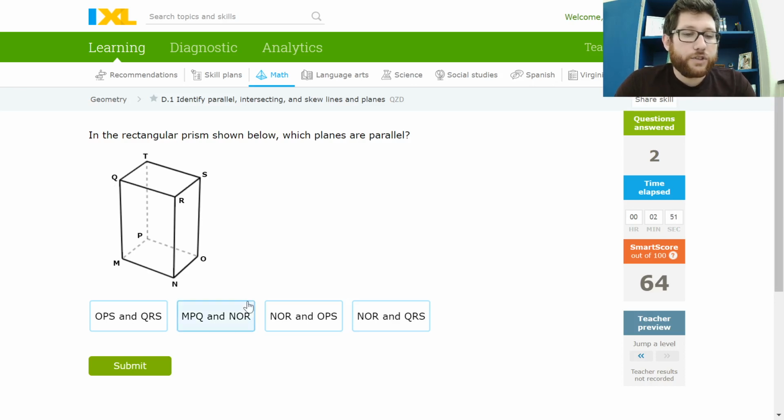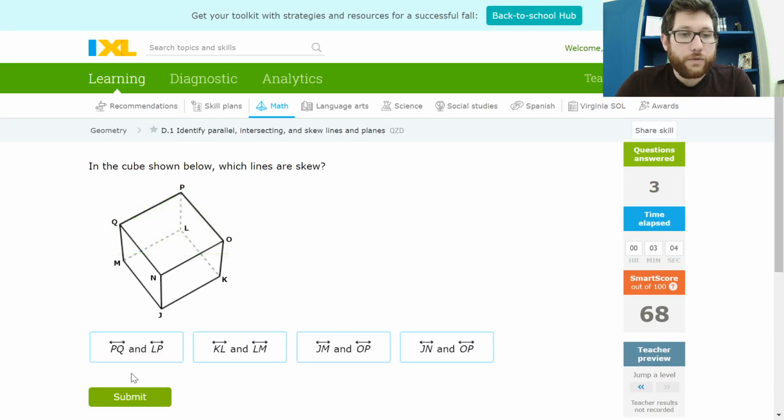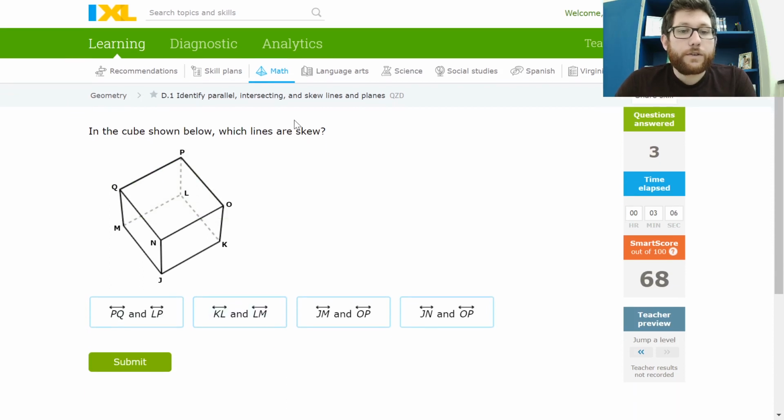Again, I'm reviewing this just to double check to make sure you know what you're doing. It shouldn't take much more than 5 minutes, which is why it's just a review assignment. So let's look at this next one, MPQ, NOR. That looks good. We're going to choose that one and move on. All right, skew lines. This is kind of the last thing we need to review, and the thing that sometimes people have a hard time with.